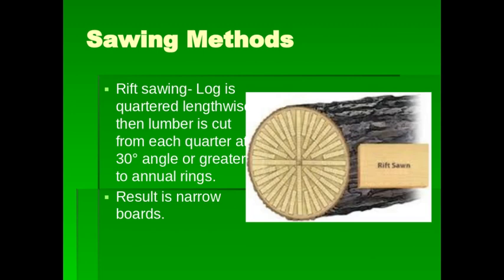Rift sawing. The log is quartered lengthwise, then lumber is cut from each quarter at a 30-degree angle or greater to the annular rings. This results in narrow boards, but also a lot of leftover wood.